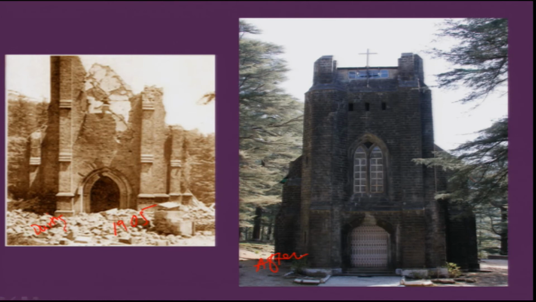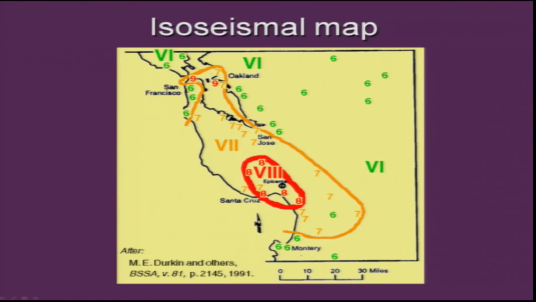So after it has been constructed, you can compare both the pictures which had been done. This is in Kangra area close to Dharamshala. So the isoseismal map, as we discussed in the previous slide, has these numbers, but when the final map is represented, it will be given with Roman letters. This is the epicentral area which has been marked here with red.